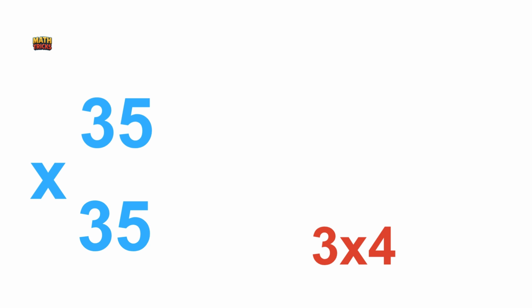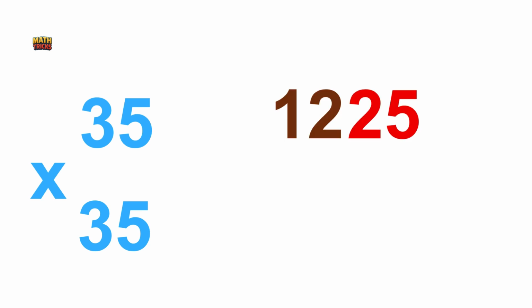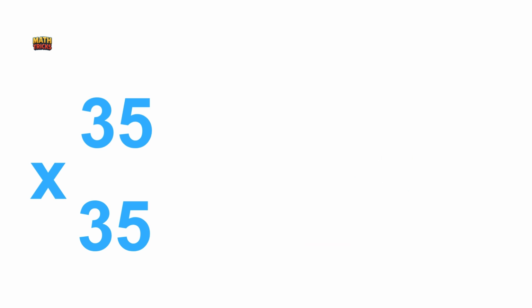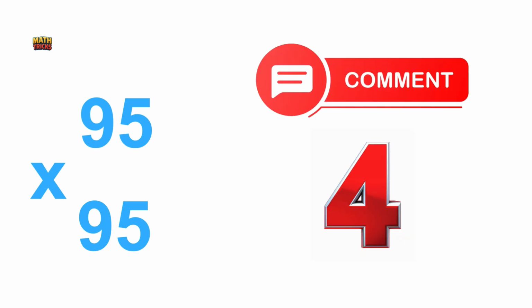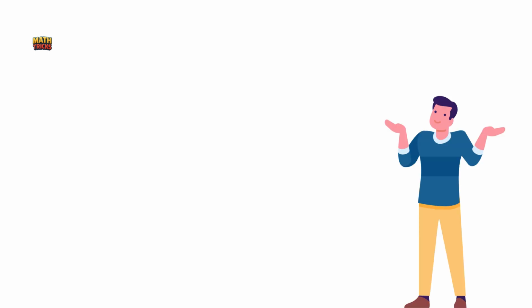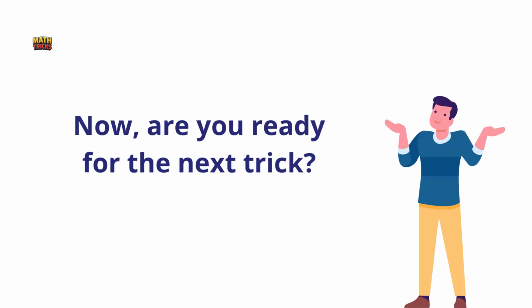3 times 4 is 12, then add 25. Faster than a calculator, right? Now tell me in the comments the answer to 95 times 95. Awesome. Now, are you ready for the next trick?